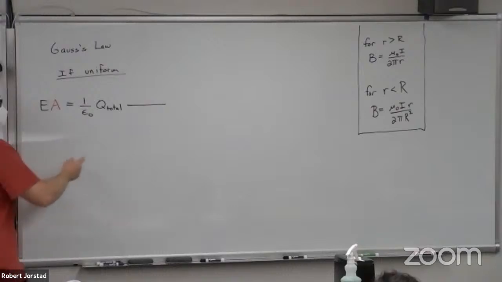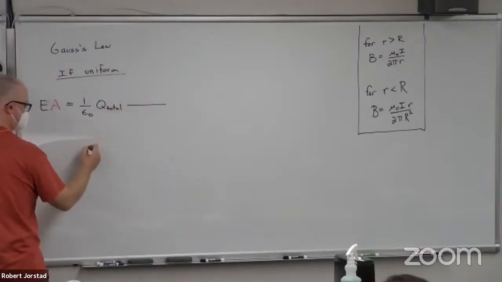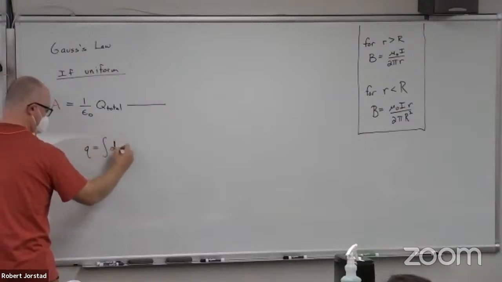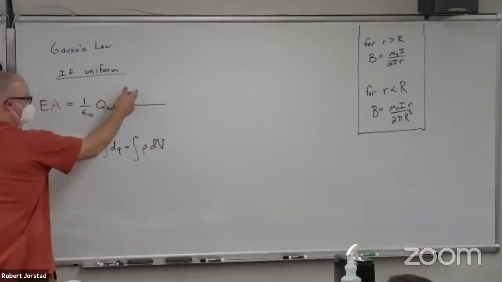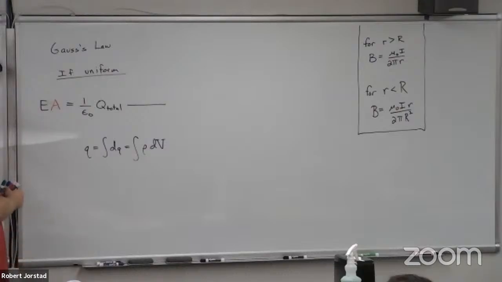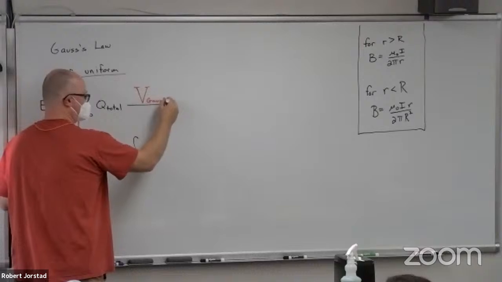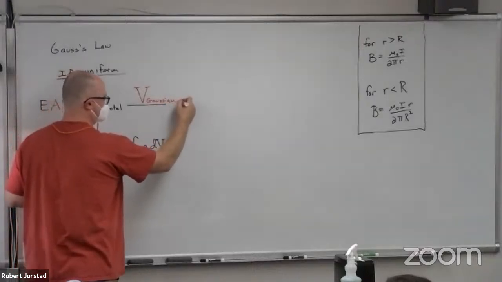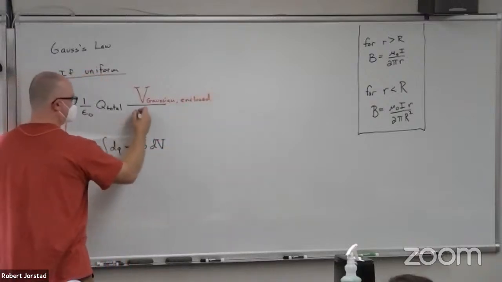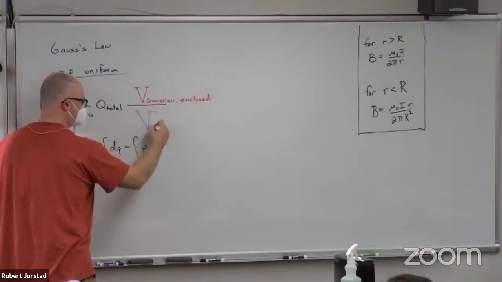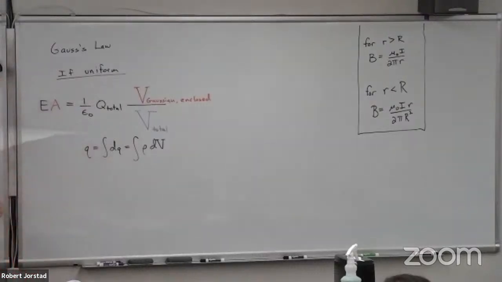But what was it? Maybe if I write this, remember that Q is oftentimes the integral of dq, which is equal to the integral of rho dV. So it was what over what? Wasn't it the volume enclosed over the total volume? Yeah, the volume of the Gaussian, or sometimes we call that volume enclosed over volume total. Volume of the object, remember that?